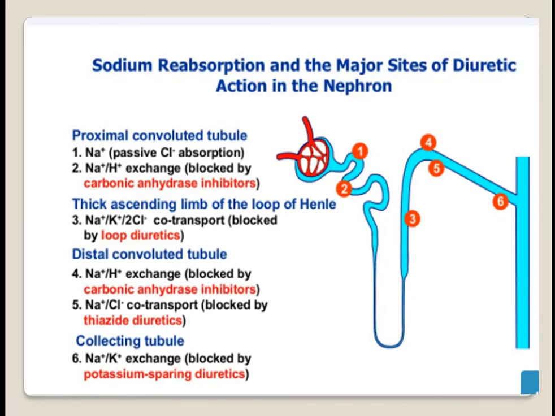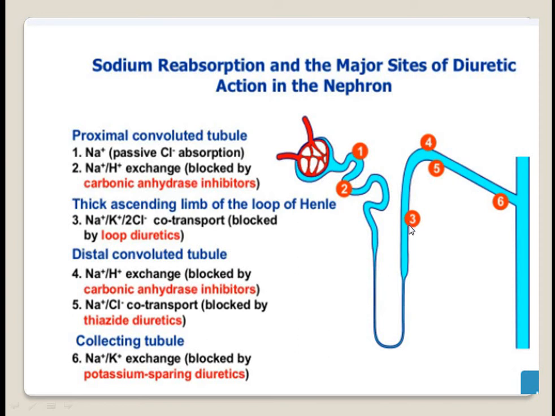So see here, this is easy to understand. This is a nephron. See here, proximal convoluted tubule. In the proximal convoluted tubule, carbonic anhydrase acts. Here the sodium hydrogen exchange is blocked by the carbonic anhydrase inhibitors. Loop of Henle. In the loop, the sodium potassium two chloride co-transport will happen. This is blocked by loop diuretics.